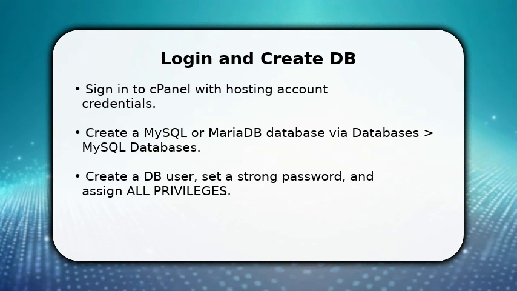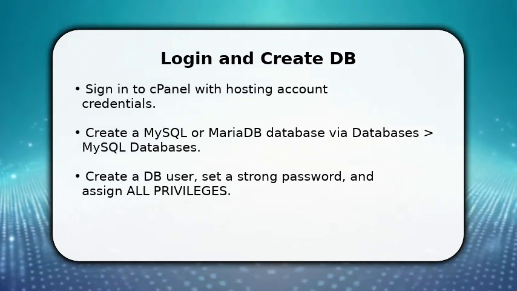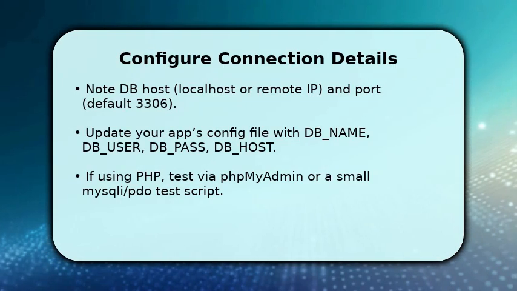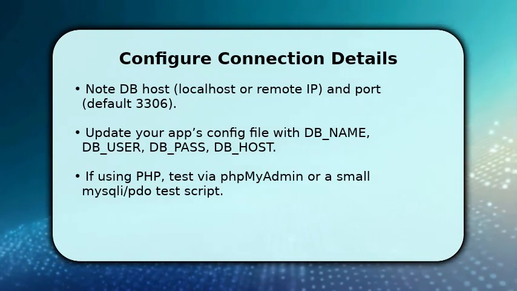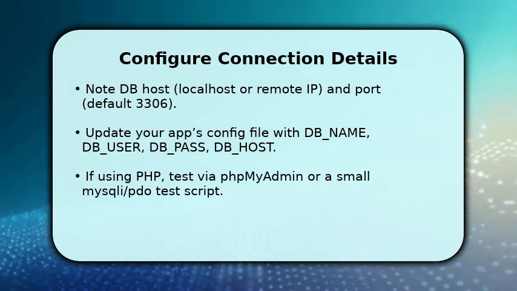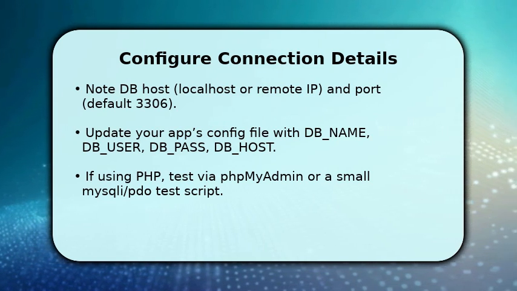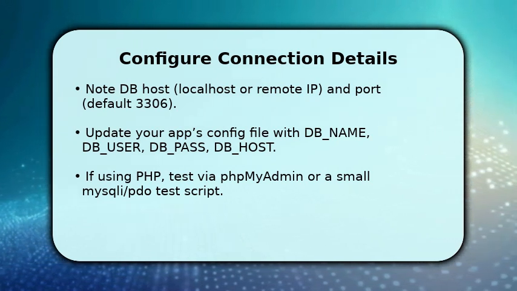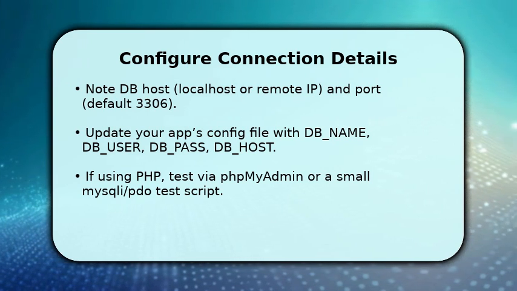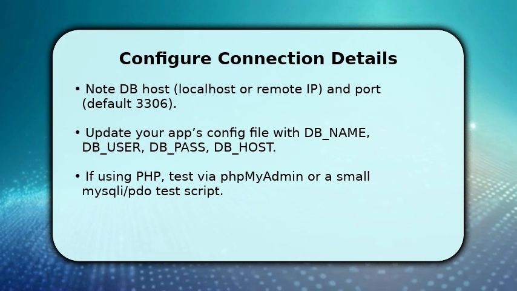Once the database and user exist, gather connection details so your code can connect. Note the host, usually localhost for same server sites or a specific IP/hostname for remote databases, and confirm the port, typically 3306. Then edit your application configuration file and set DB name, DB user, DB password, and DB host exactly as in cPanel. After saving, test the connection.